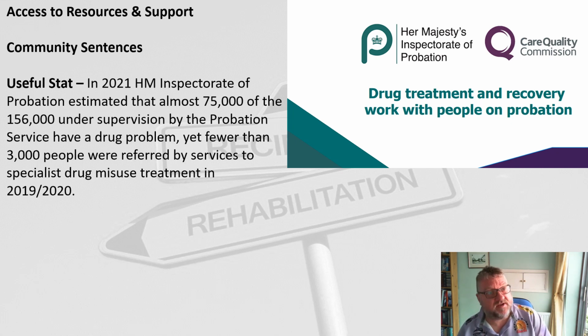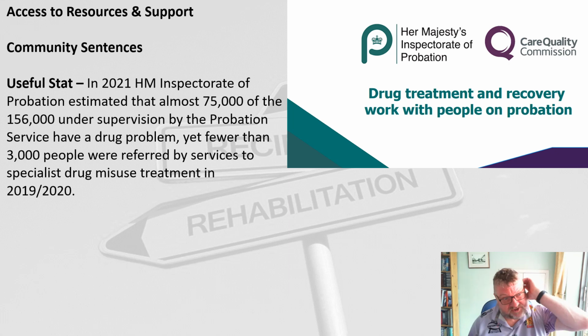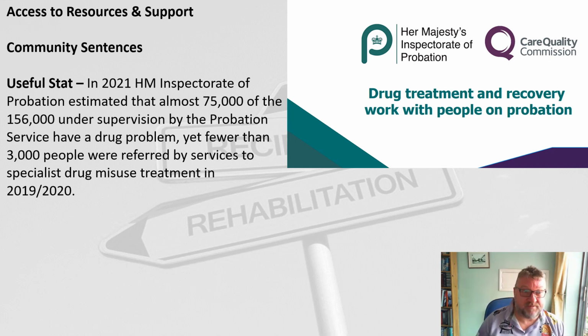So let's look at these community sentences, and particularly drug treatment. You can use this as a case study. In 2021, Her Majesty's Inspectorate of Probation estimated that almost 75,000 of the 156,000 under supervision by the probation service had a drug problem. So just under half of the people that the probation service was supervising had a drug problem. Yet fewer than 3,000 of those were referred by services to specialist drug misuse treatment. So you've got 75,000 people with a drug problem and only 3,000 are referred for drug misuse treatment. Make of that what you will.